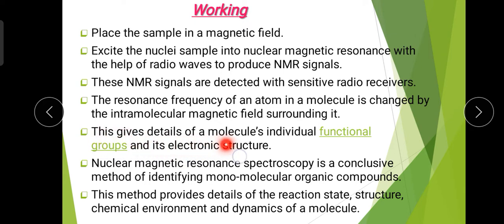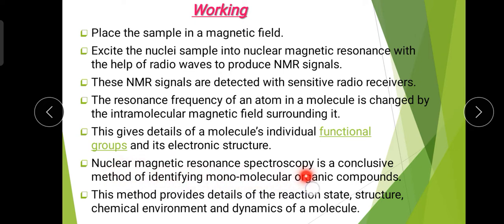This gives details of molecules, individual functional groups, and their electronic structure. So due to that magnetic field we get the details of the functional groups of that particular molecule, and also the information about its electronic structure. So in this way we can study the physical and chemical properties of that particular sample or molecule.